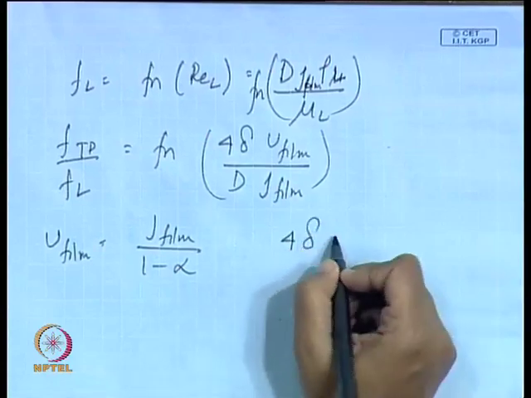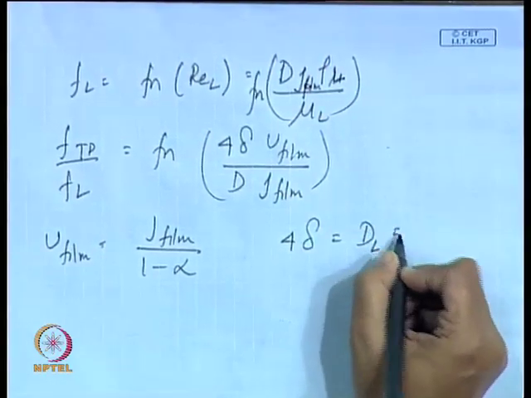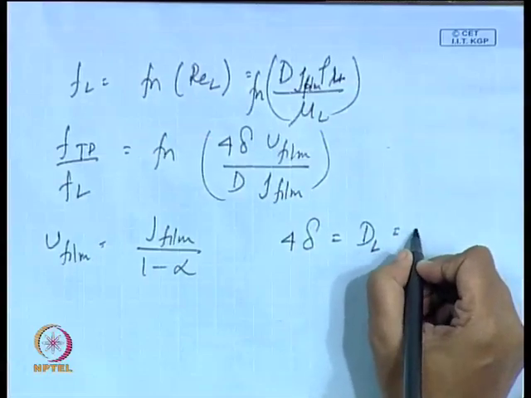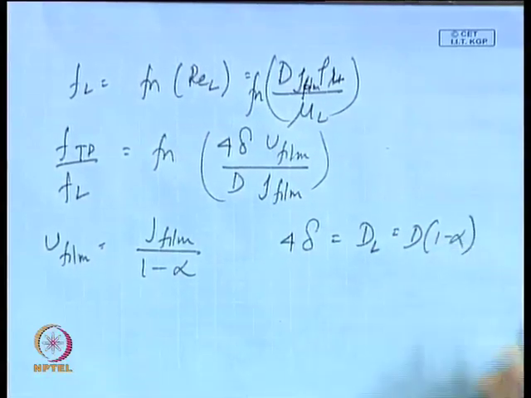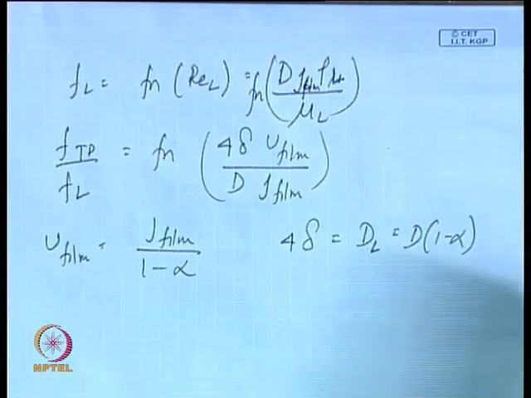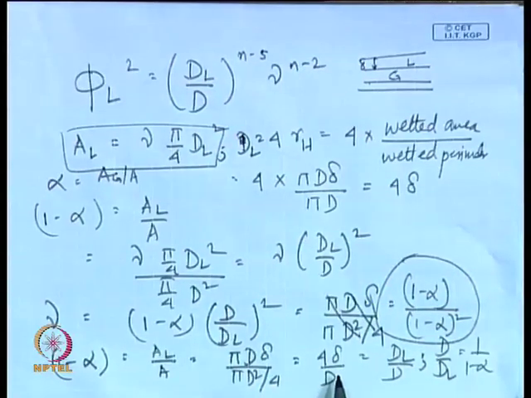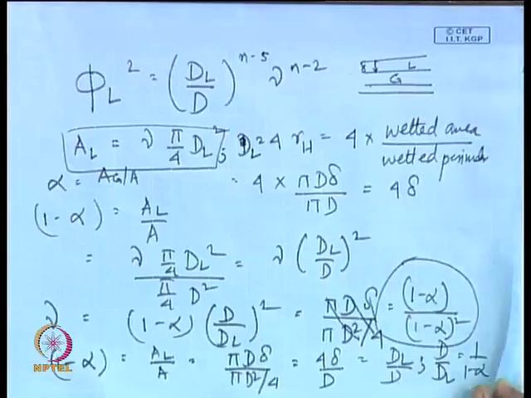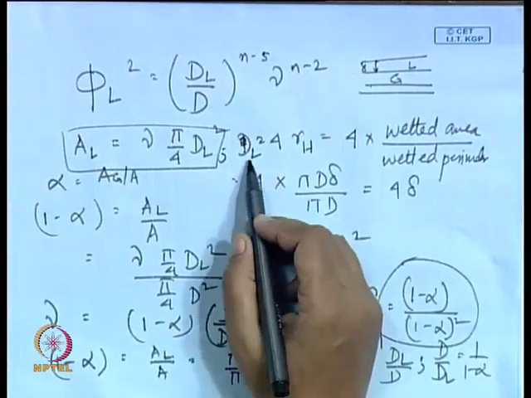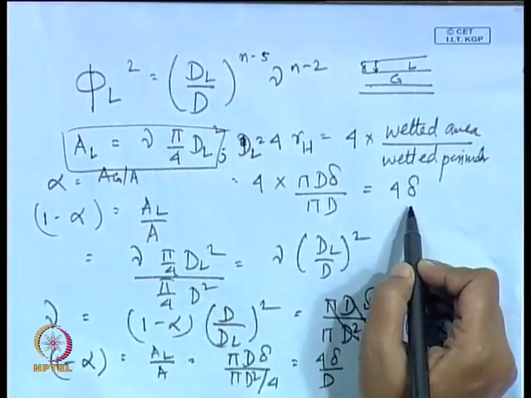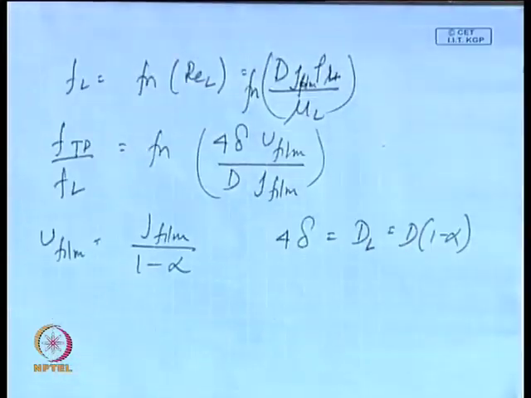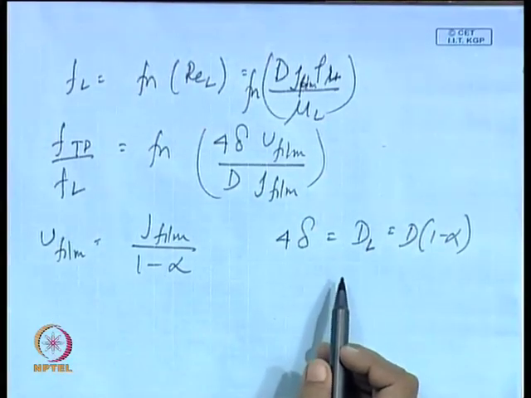Fine, we know this. And next, what else do we know? We know from there 4 delta was equal to dl, that we have just derived, which is nothing but equal to d into 1 minus alpha, is not it? In fact, I think 1 or 2 slides back only I had derived this particular situation. Here only I had derived it, dl equals to 4 delta, just now I have derived it. Okay. So, from these two things, what do we find?